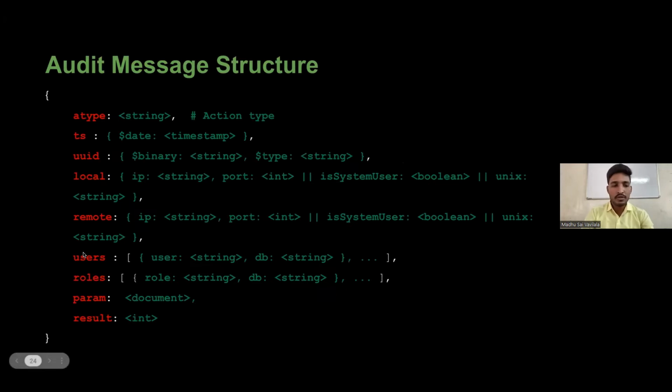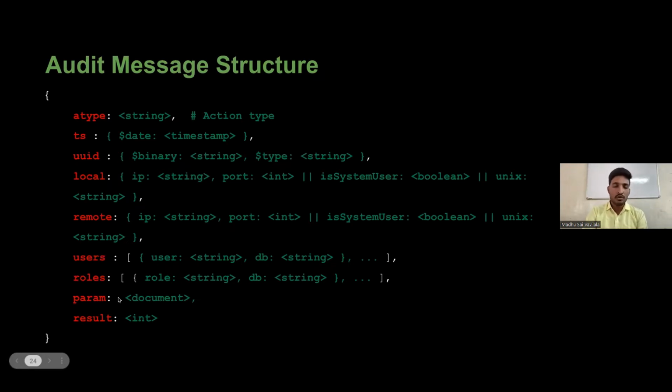It consists of the fields: atype, which specifies the action type, timestamp, UUID, local, remote, users. It collects the user which logged into the machine and the roles for the respective users, and param based on the operations which are performed by the user. This param field will change.